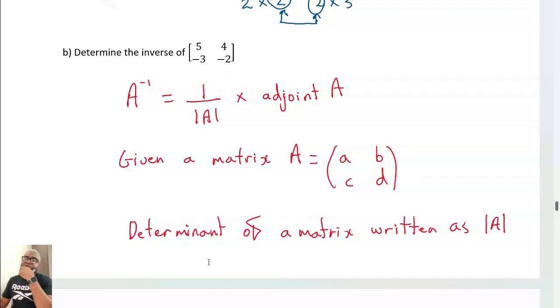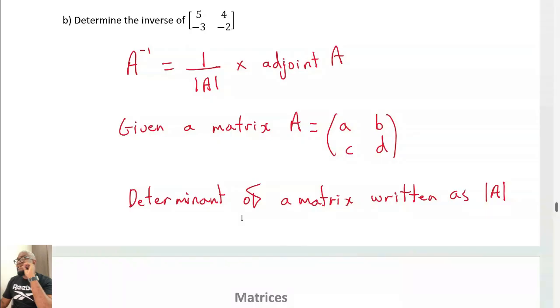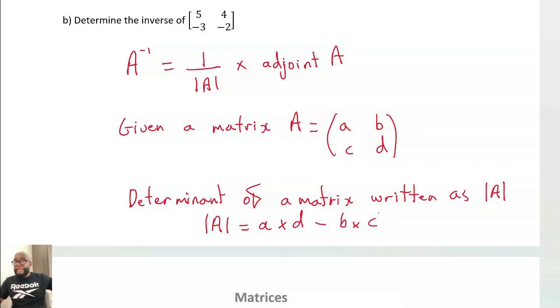Right. So the determinant of a matrix is written as A with 2 bars. Once you say A with 2 bars, it is the determinant of the matrix. Listen how we find this number. The determinant of A is equal to A multiplied by D, minus B multiplied by C. It's like the 2 diagonals we are multiplying, right?